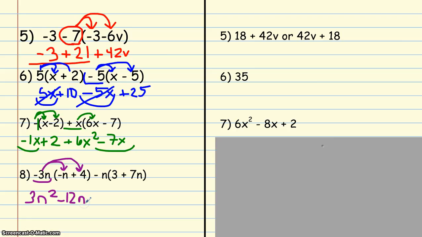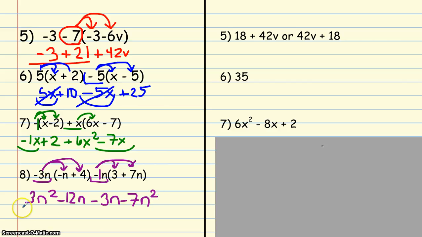Moving on to the next set of grouping symbols, this time we're going to distribute n, and it's negative n. If we want, we can put the 1 in here. So negative 1n times 3 gives us negative 3n. Negative 1 times 7n is going to give us negative 7n squared.